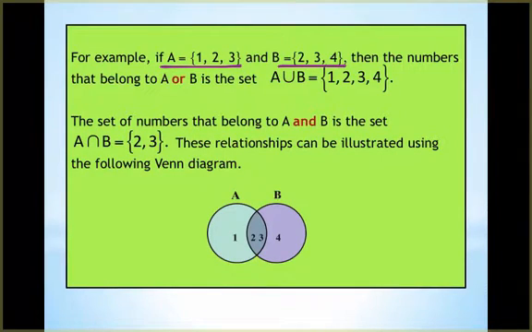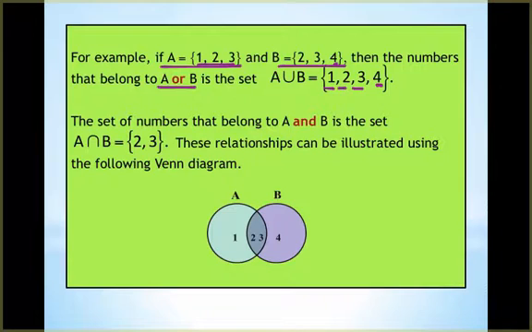Then the numbers that would belong to A or B is any number that's in either of those two sets. So notice that in the first set we have 1, 2, 3, so that's the first two sets of our union. And then any element that's in B that was not in A, which would be 4, would also be in the union. So you're just taking the two groups, making them into one big giant group.